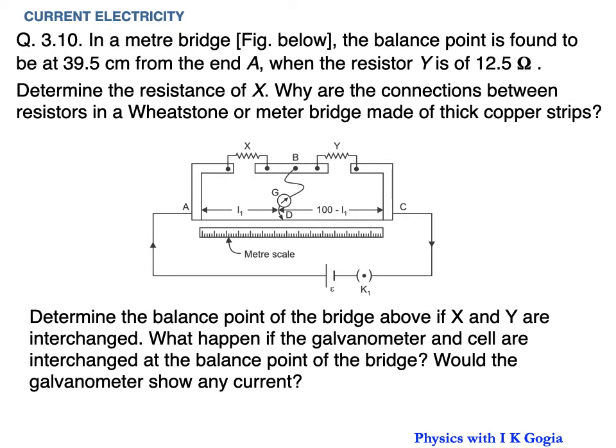What will happen if galvanometer and cell are interchanged? Means the cell we connect in place of galvanometer and galvanometer we connect across AC. Would the galvanometer show any current? Because previously it was balanced, means there was no current. Now in changed conditions, will we get any current or not? We have to justify the result.